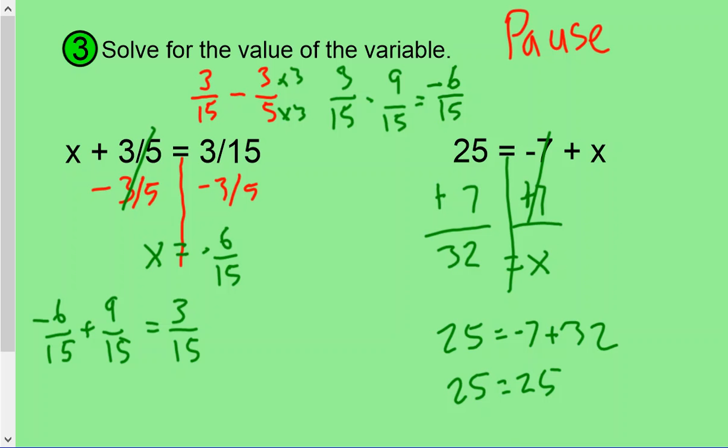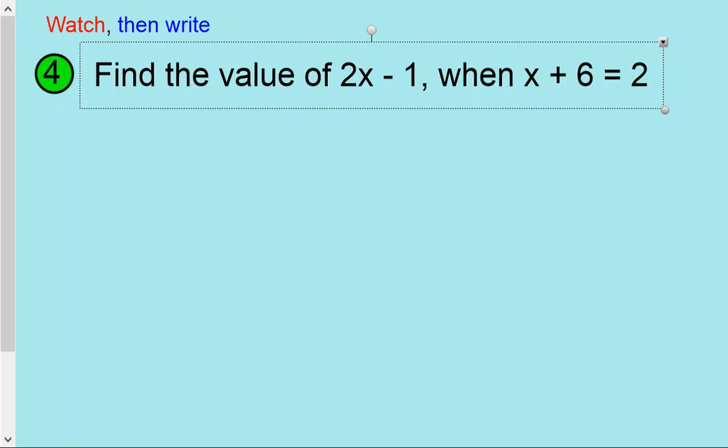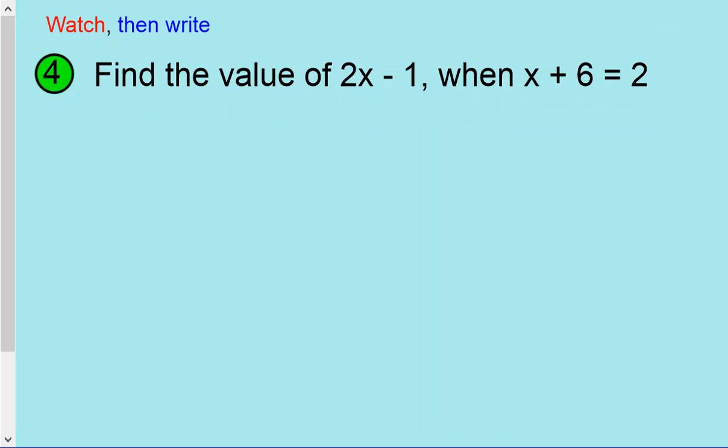Alright, I got a couple more slides here. We're going to take a step a little further here. I'm going to go through this example. I want you to watch me do it, and then I want you to write this example down. So it says, find the value of 2x minus 1 when x plus 6 equals 2. So when x plus 6 equals 2 tells us that we need to find the value of that x first and then plug it into this equation here.